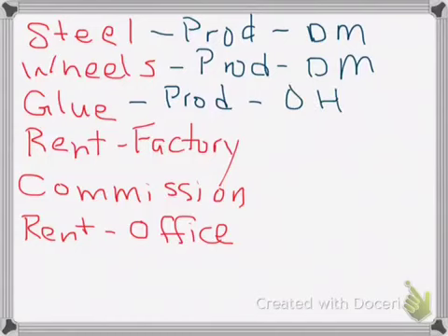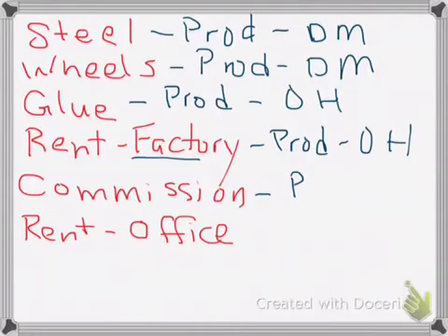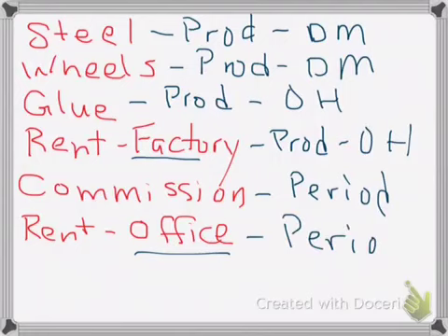When we look at rent, this is rent on the factory, so since it is the factory, it does have to do with my product, but it is not direct material or direct labor, so it would have to be overhead. Commission is part of my selling expenses, and so that is a period cost, and rent on an office is also part of that period cost. So you will have to be able to go through a list of items and tell, is it period? Is it product? If it is product, then you're going to have to tell if it is direct material, direct labor, or if it's overhead. So that's the first question that you'll be looking at.